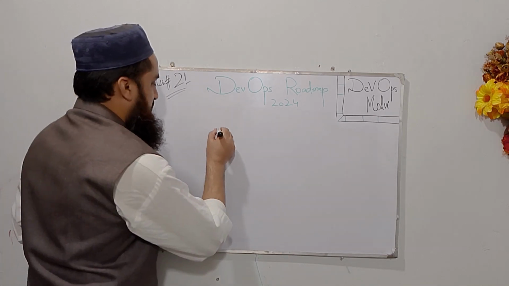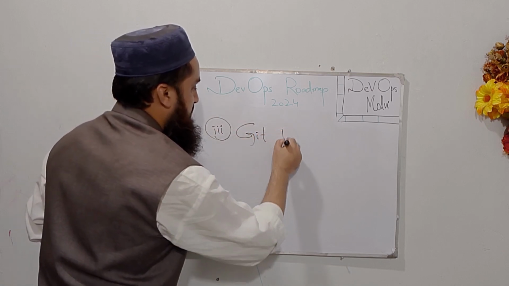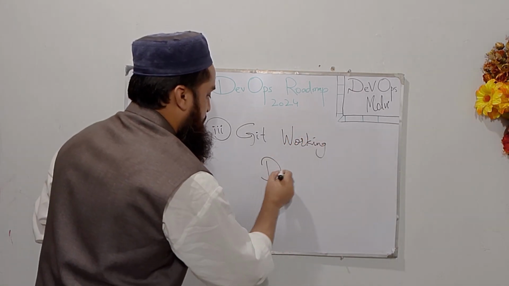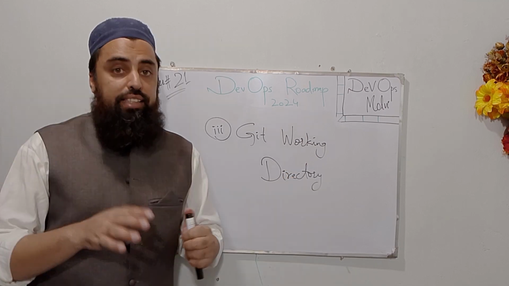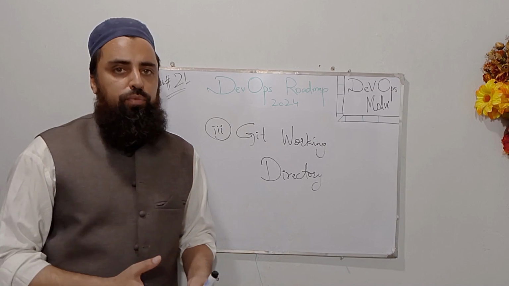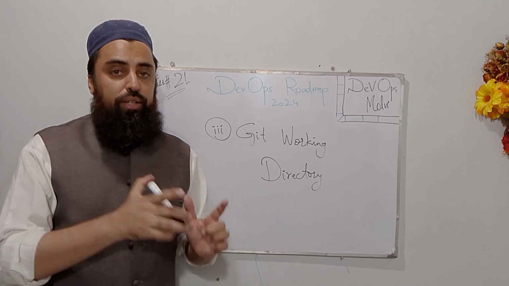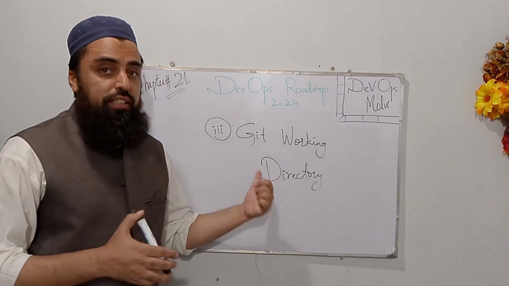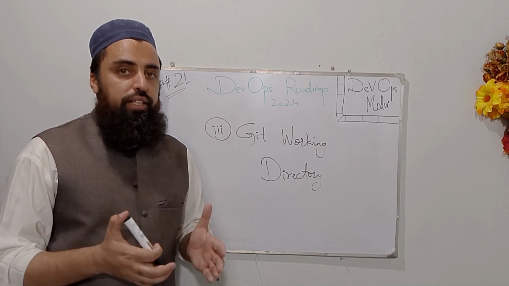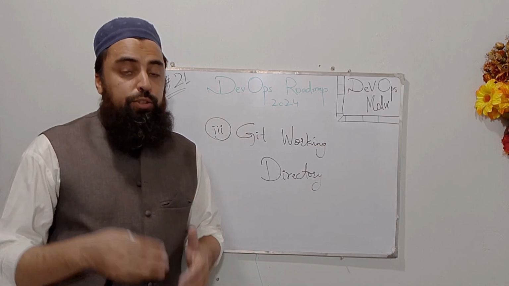Okay guys, now the third term is Git working directory. Guys, it is not like the normal directories we have on our Linux VM. For instance, we have multiple folders, multiple directories, but not all these directories are tracked by Git. Only the directory which is tracked by Git is known as a Git working directory. And it can contain your source code. So this directory is tracked by Git.